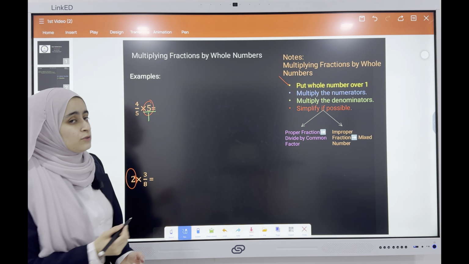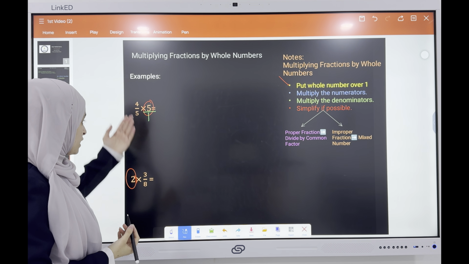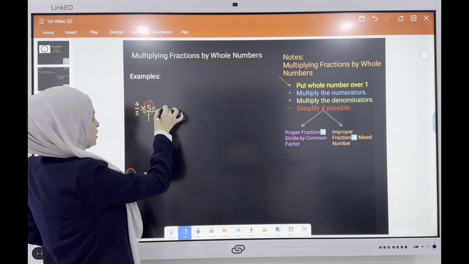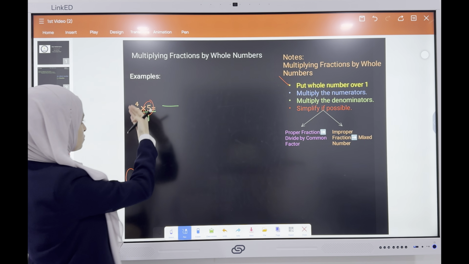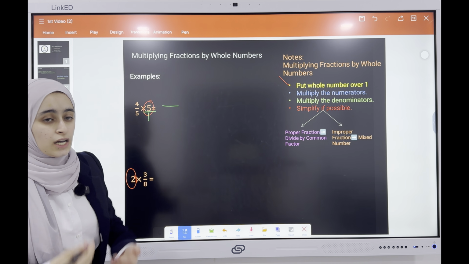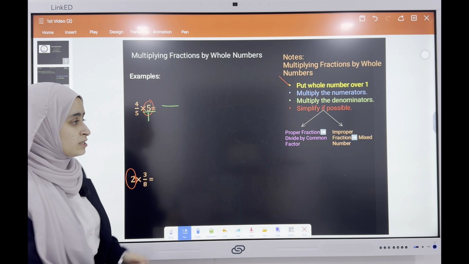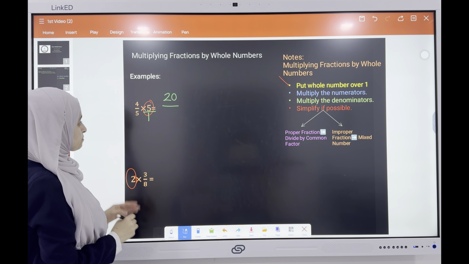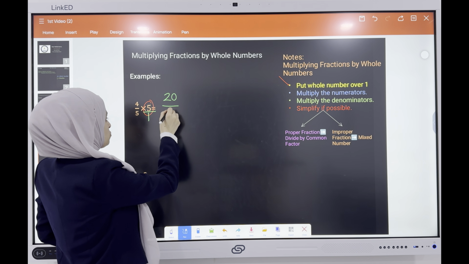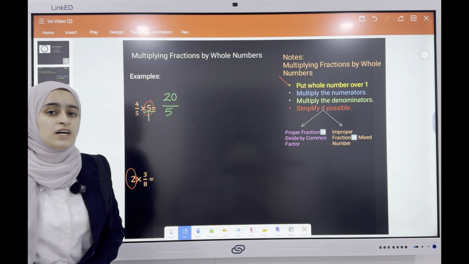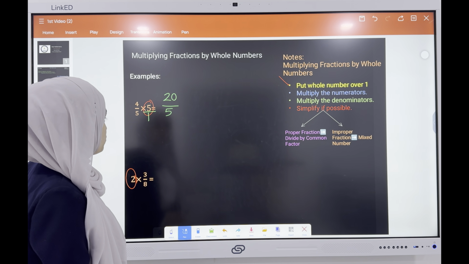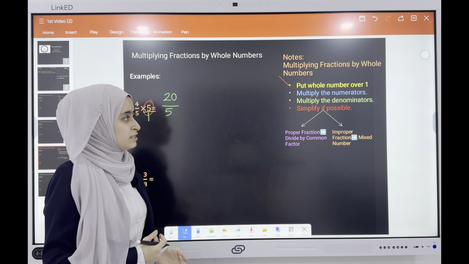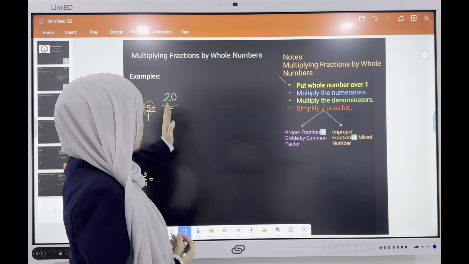Now for 5 we don't have any denominator, so we can put it over 1. Now we have 2 fractions, right? 4 over 5 times 5 over 1. As we did in the previous questions, multiply numerators, 4 times 5, which is equal to 20. Then 5 times 1 is equal to 5. Now the answer is 20 over 5. So for this type of question, which is familiar to us, 20 divided by 5.